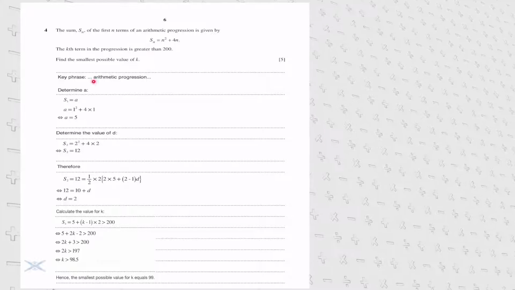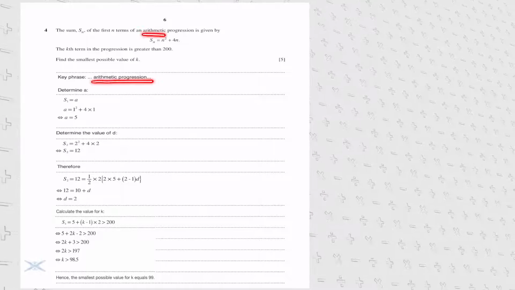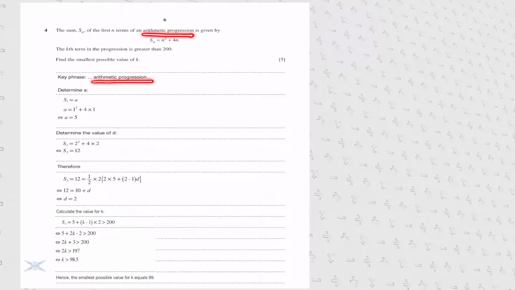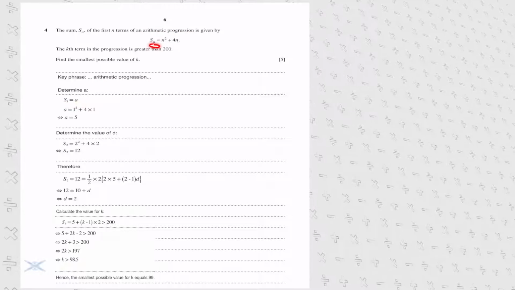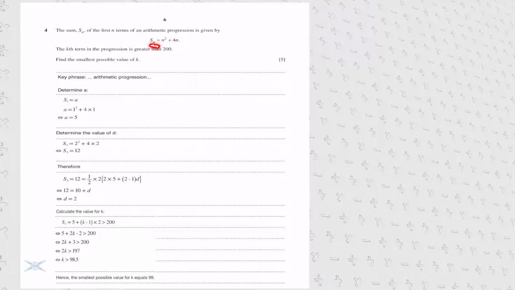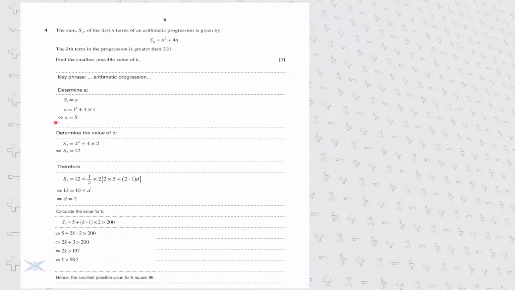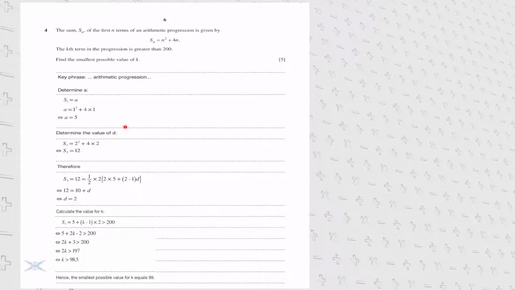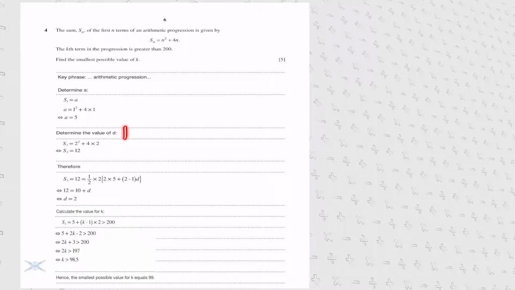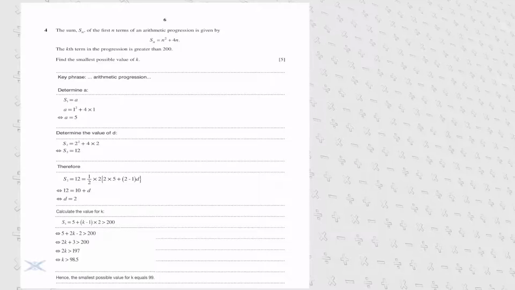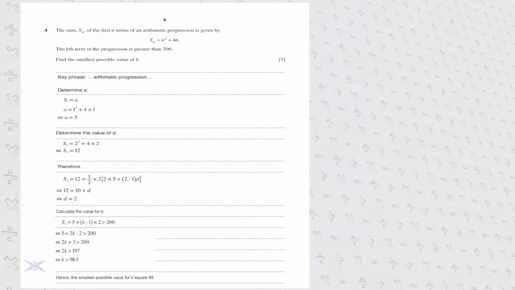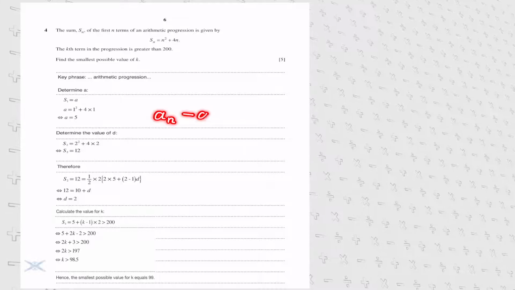Our key phrase here is arithmetic progression, and what we first try to establish is the value of the first term a, which equals the sum for n equals 1. And after substituting 1 for n, we will come to the conclusion that the value for a equals 5. In step 2, we will determine the value of d. And in order to determine d, we just need to subtract the values of two consecutive terms. More exactly, we need to subtract a term from its successor.